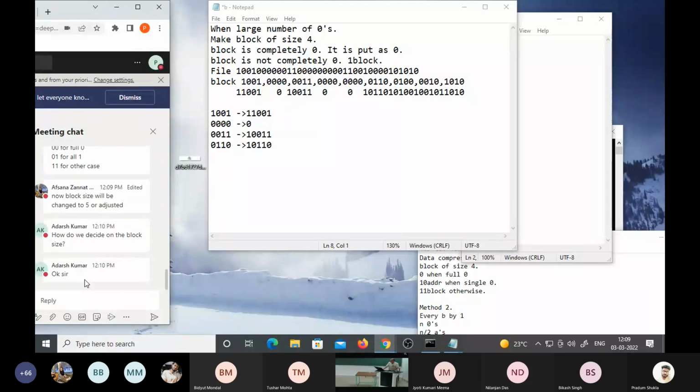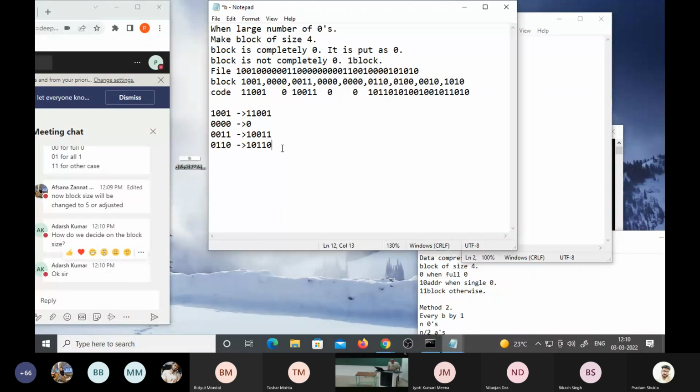What else is your doubt? So we have got this. Is this method clear? Any doubt? So this is my code. Code means compressed code. Is it correct? This is my compressed code.